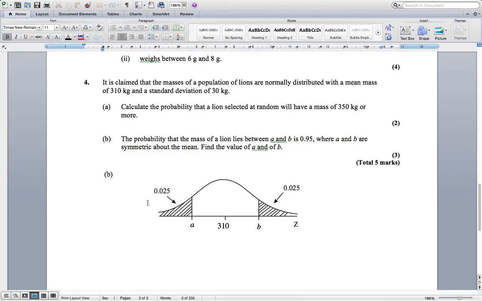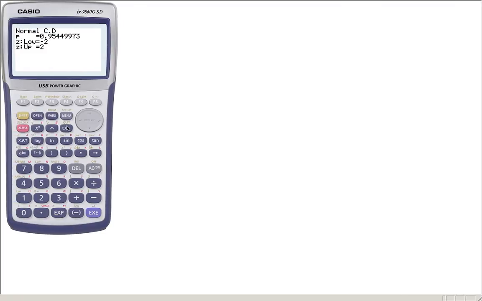So let us look at the last problem in this video. It is claimed that the masses of population of lions are normally distributed with a mean mass of 310 kilograms and a standard deviation of 30 kilograms. Calculate the probability that a lion selected at random will have a mass of 350 kilogram or more. So let us enter those values.